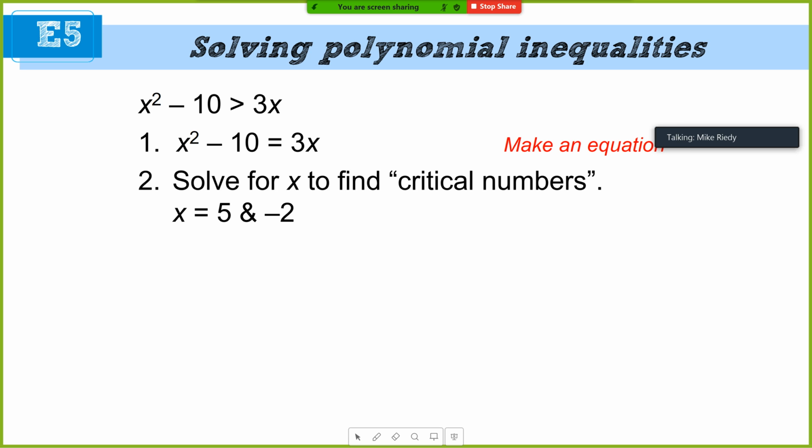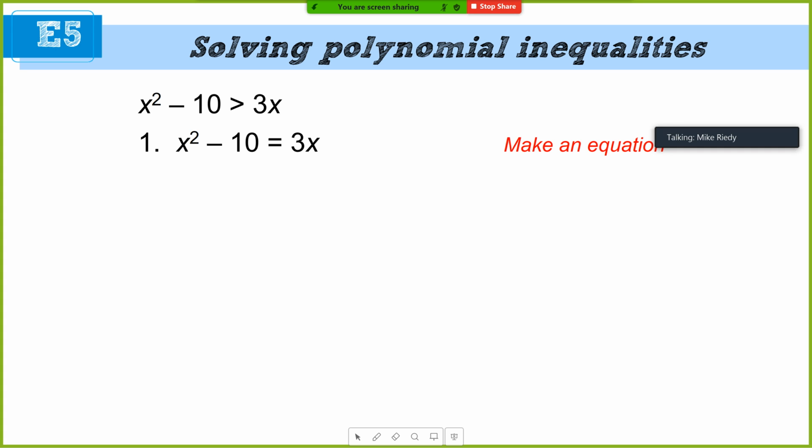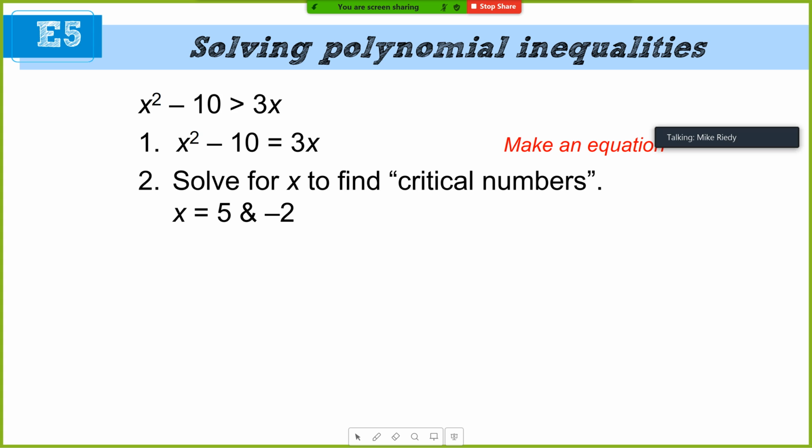Step 1, make an equation. So turn the inequality into an equation. Step 2, big jump there. I solved that and found the answers. These, by the way, are called critical numbers. Critical numbers are very, very important in calculus, which is why I'm spending some time on this.